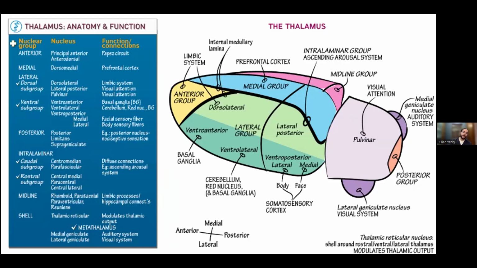All right. Moving onwards to the intralaminar nuclei and the midline nuclei, within the internal medullary lamina are the intralaminar nuclei. These include the centromedian nucleus, the parafascicular nucleus, the central lateral nucleus, and the central medial nucleus.